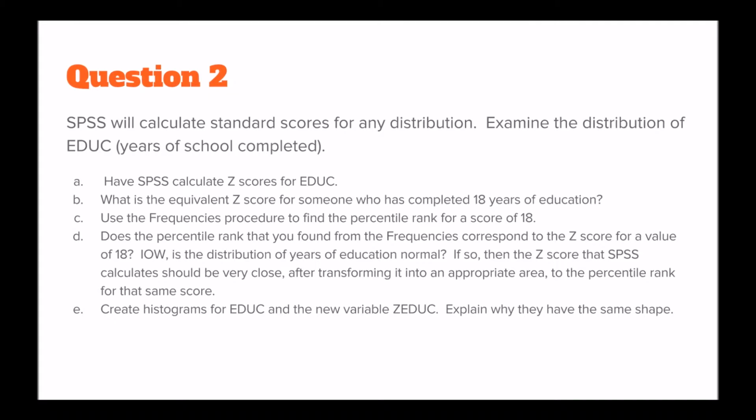Part D asks us, does the percentile rank that you found from the frequencies correspond to the z-score for a value of 18? In other words, is the distribution of years of education normal? If so, then the z-score that SPSS calculates should be very close, after transforming it into an appropriate area, to the percentile rank for the same score. So let's go ahead and look at that.